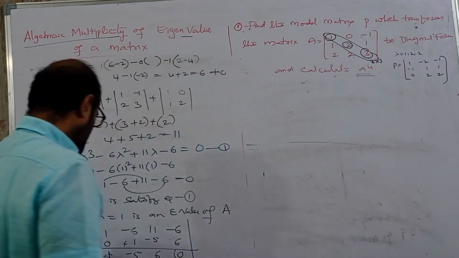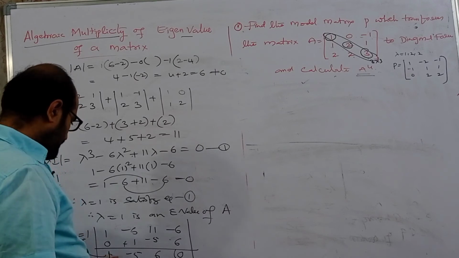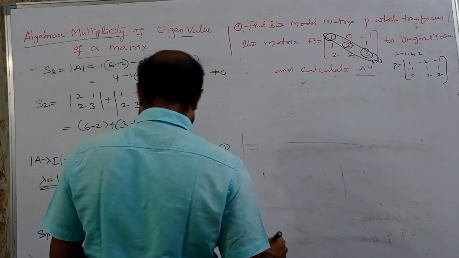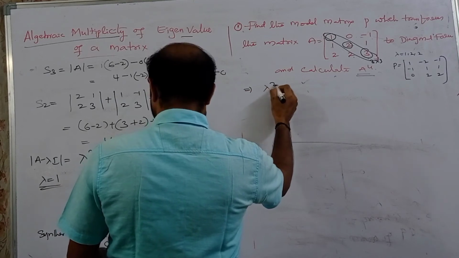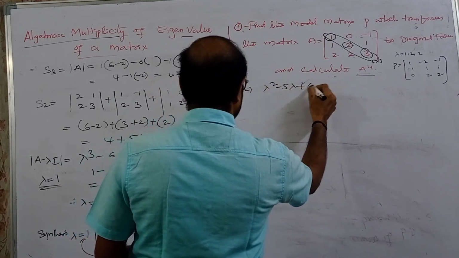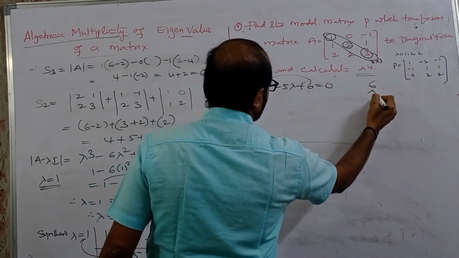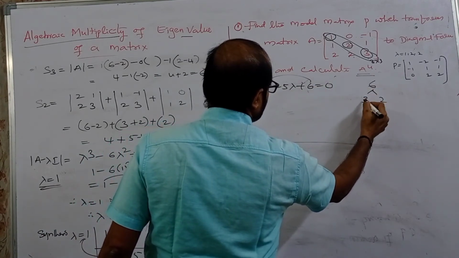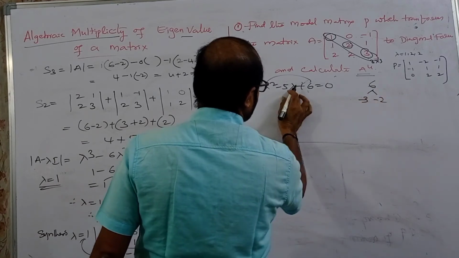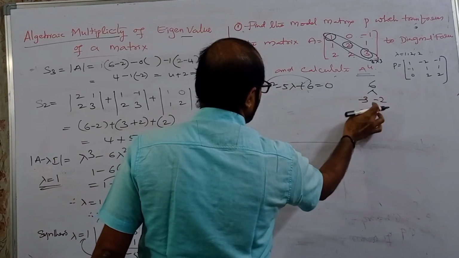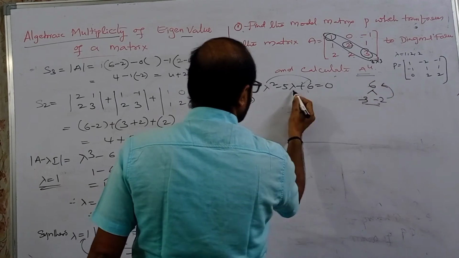Now from cubic we brought it into a square, a quadratic equation. What is this? Lambda square minus 5 lambda plus 6 equal to 0. Now what is this? 6 into 1, 6. Write down 3 and 2, minus into minus plus 6. By adding this you should get this, by multiplying you should get this. Right? By adding these two you should get this.